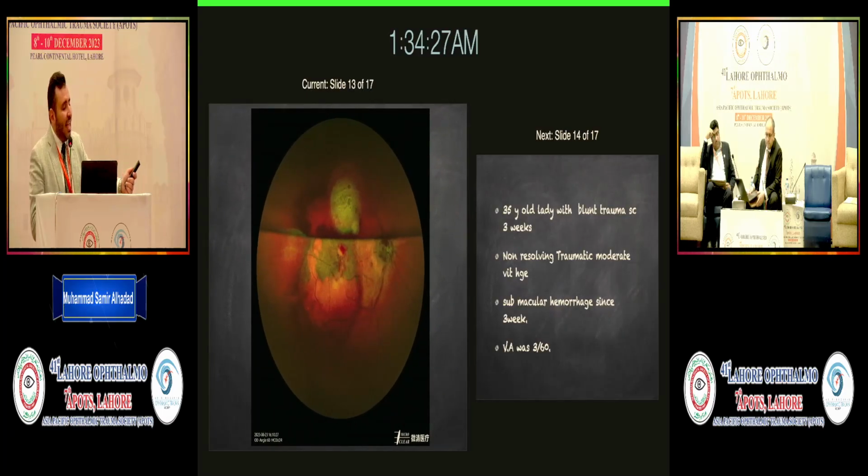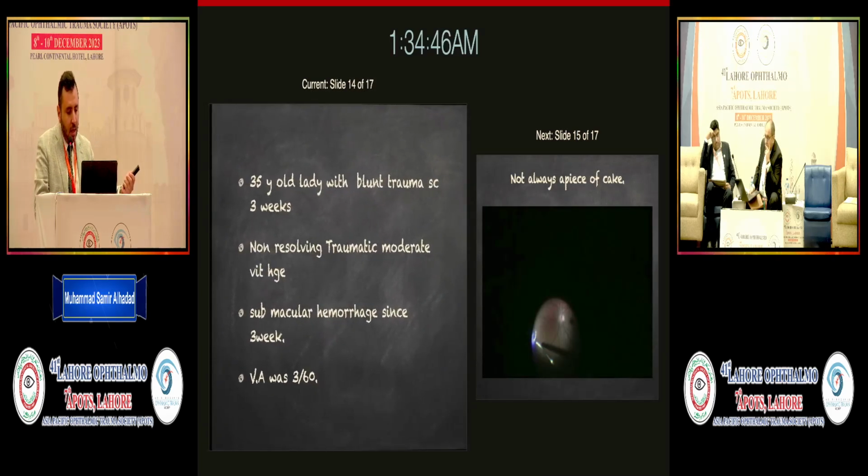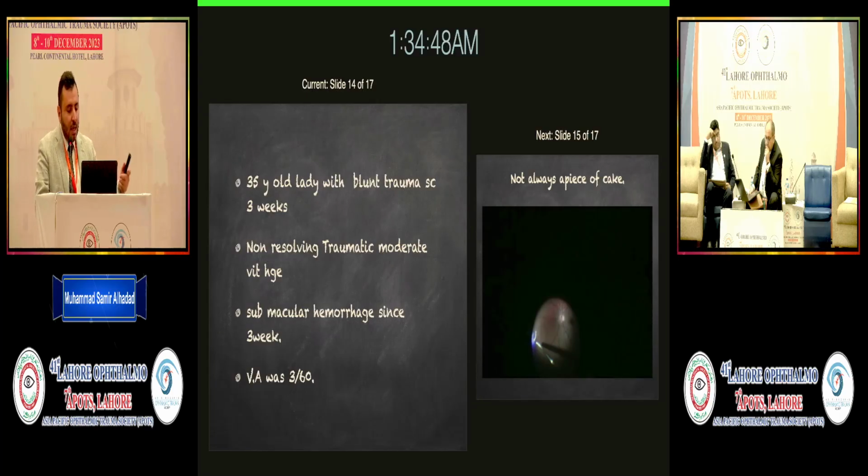So this is the second day post-operative. This is the air bubble, and as we see here, most of the blood clot has dissolved and is not found. The patient gained vision. The patient felt that he improved. The last case I want to show here is that it is not always a piece of cake.